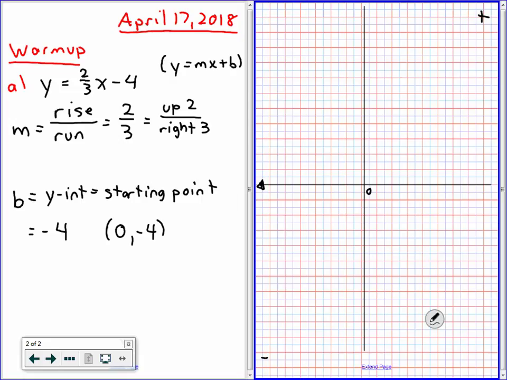So I'm going to put a 0 in the middle there. And I'm going to count up: 1, 2, 3, 4, negative 1, negative 2, negative 3. The slope's going to go 1, 2, 3, 4, 5, 6, 7, 8, 9.